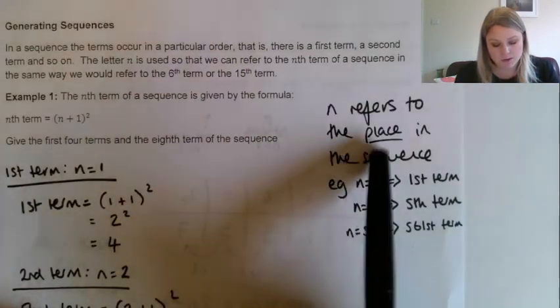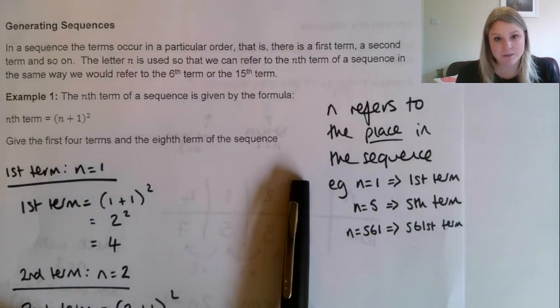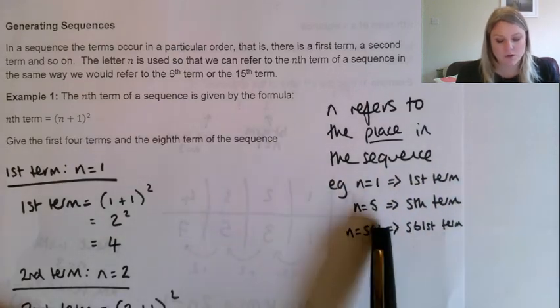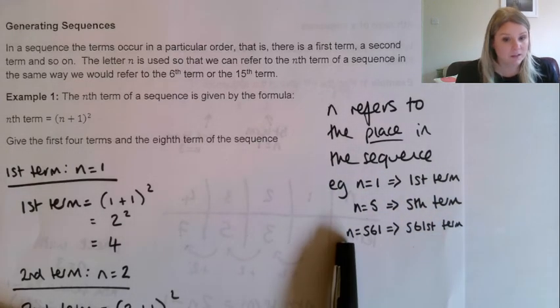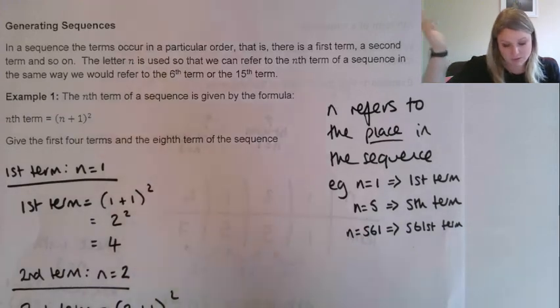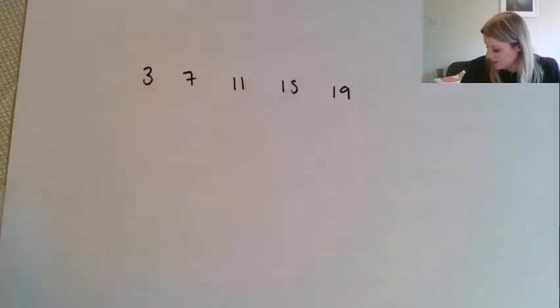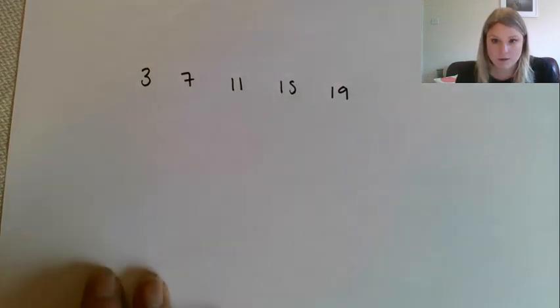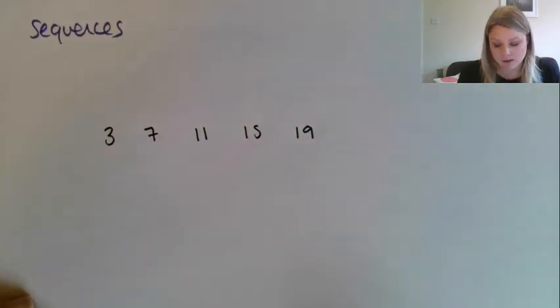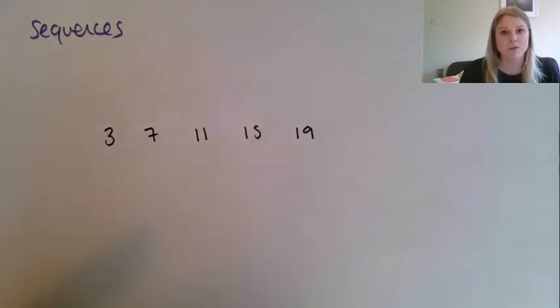An important note: n refers to the place in the sequence. So if n is 1, that's the first term. If n is 5, that's the 5th. If n is 561, that's the 561st term. But the difficult bit in this part of the topic is if you're given a sequence and you're asked to come up with the formula for the nth term. That's just the formula that rules the whole sequence.